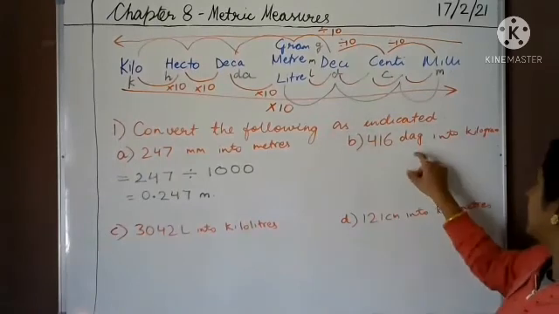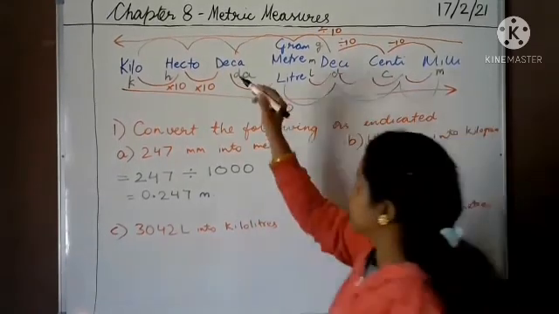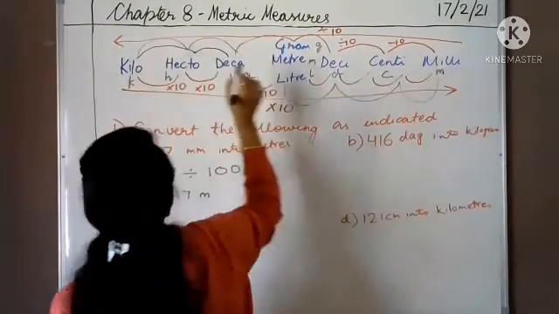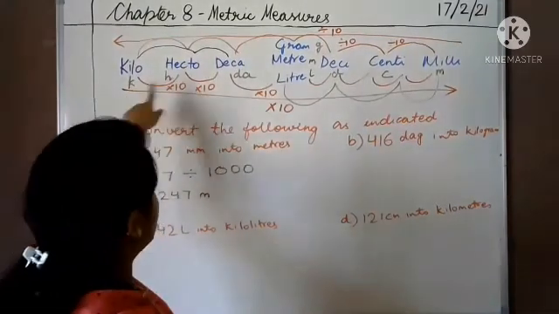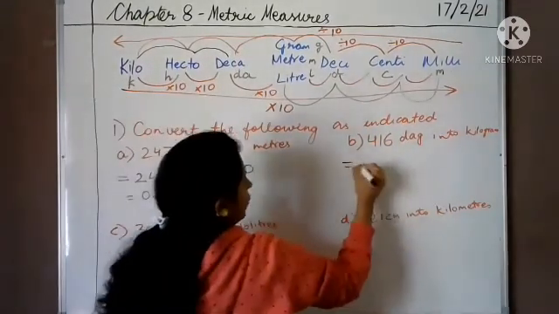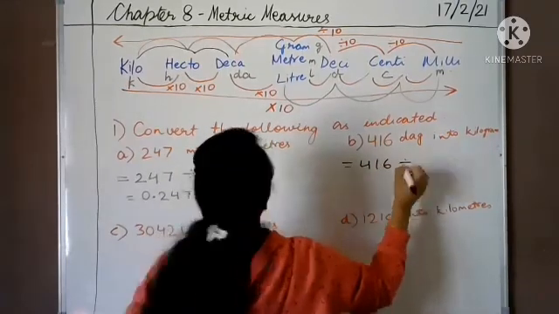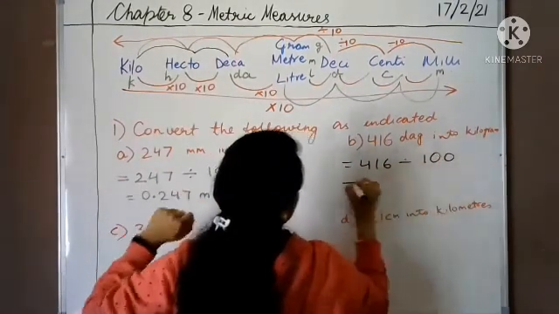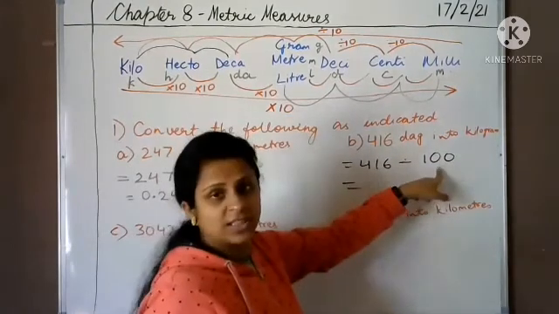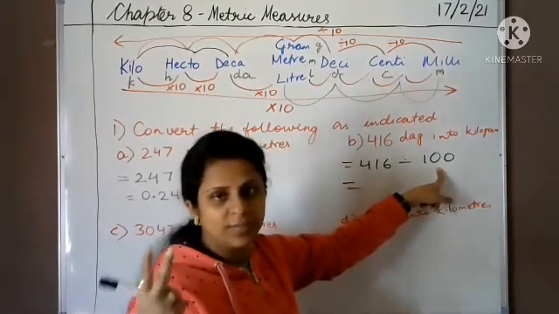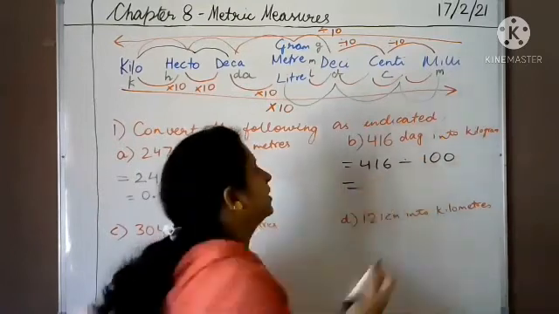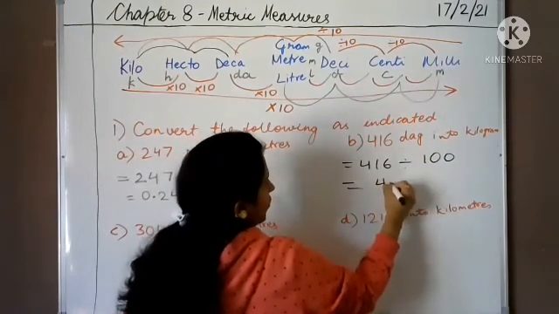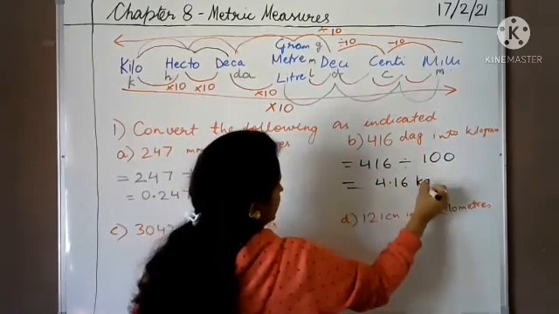In the B1, 416 DA, DAG यानी decagram. Okay. So from decagram we have to go to kilogram. So from here 1 and 2. We are going from lower unit to higher unit. So we have to divide. So 416 is to be divided by, twice we have to jump, so divided by 100. So क्या होगा? Number of decimal zero कितने हैं? 2 है, तो decimal places कितने होंगे? फिर decimal places भी 2 होंगे. So the answer is 4.16 kg.